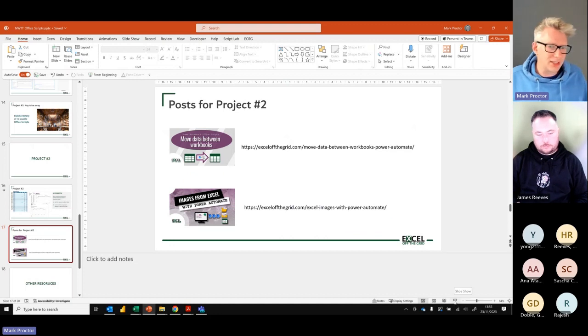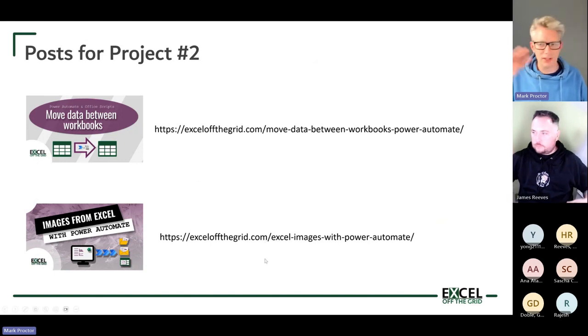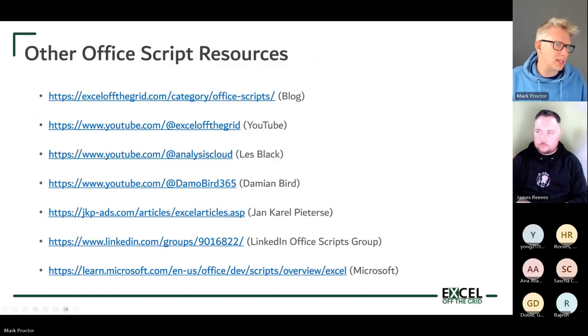If you're interested in some of the scripts that I looked at in project number 2, there are a couple of blog posts there that have the code for those scripts. So if you're thinking, how do I get images of charts and things that I can then put in an email in Power Automate? There's a blog post there, and there's also one on how you move data between workbooks using Office scripts and Power Automate. There are some other resources there for this kind of stuff.